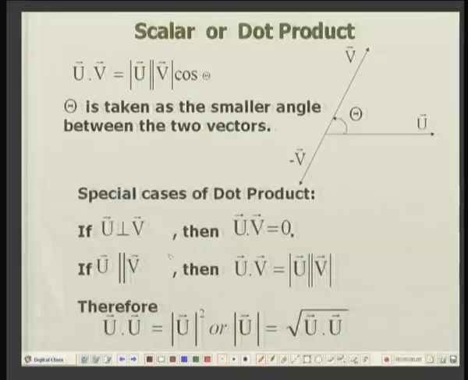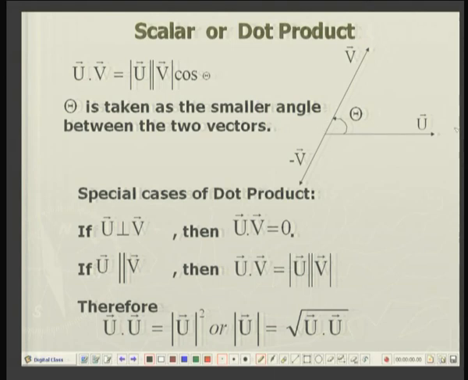The next multiplication operation is the scalar or dot product. It is defined like this. Suppose two vectors are given, vector u and vector v. First you take the magnitude of u vector and then the magnitude of v vector, multiply the two, and then this product is multiplied by the cosine of an angle theta. Theta is taken as the smaller angle between the two vectors.